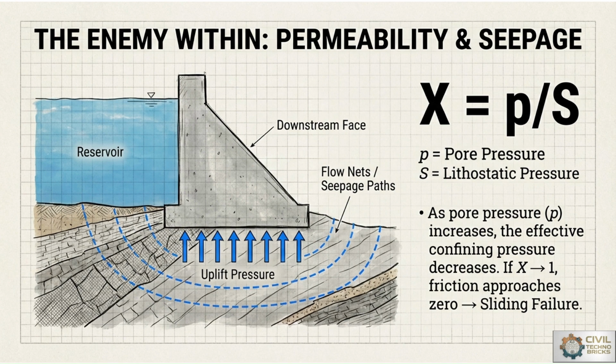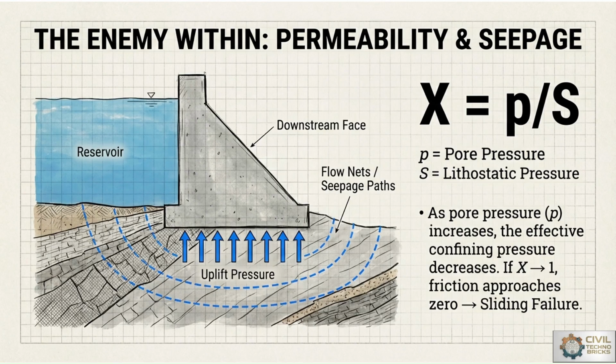So seepage through dam foundations can lead to uplift pressure and piping failure. This is also called piping failure. Permeable rocks allow water flow through fractures, joints, and porous zones. Excessive uplift pressure reduces effective stress and weakens foundation stability. So drainage galleries, grout curtains, and cutoff walls are used to control uplift pressure, or we can say piping failure. Proper seepage analysis is essential to ensure long-term dam safety and performance.